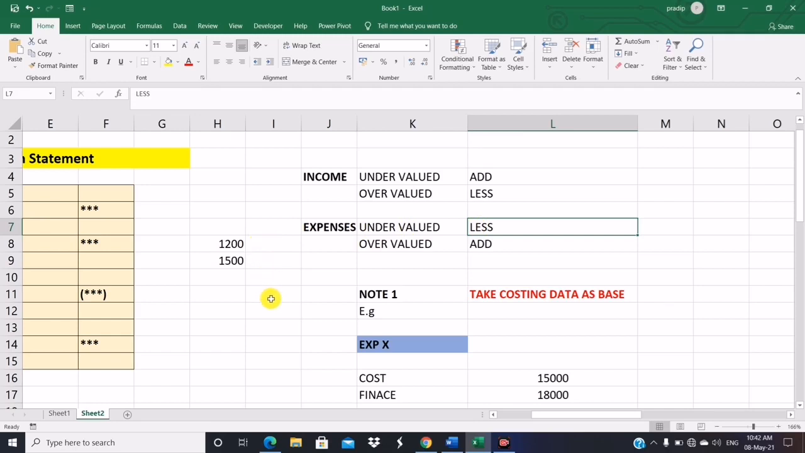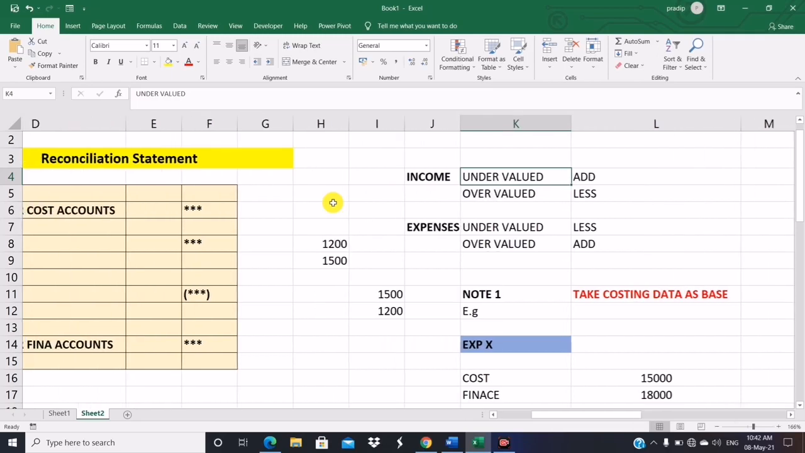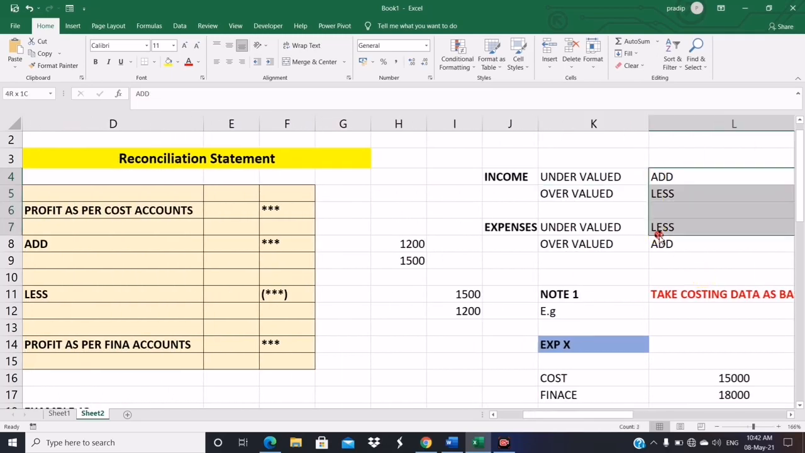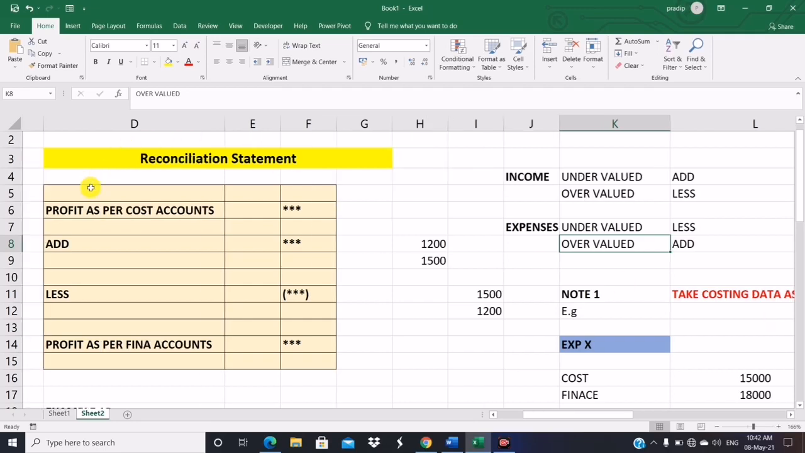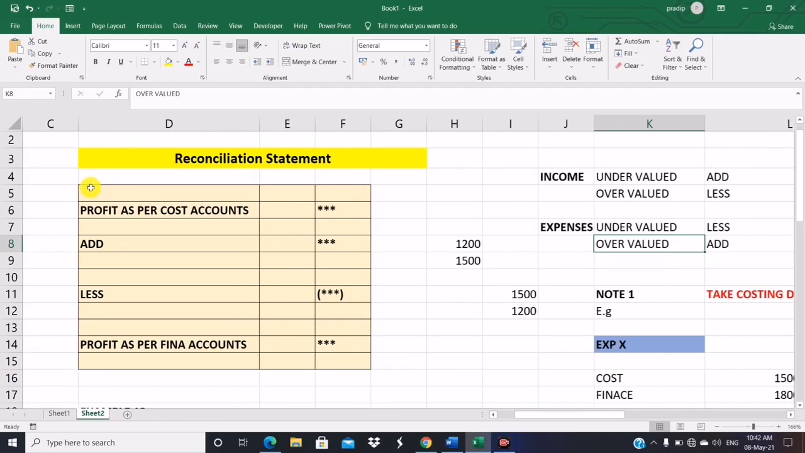But in case of reversal, for example, in costing expense is 1500, in financial accounting cost is 1200. So here in cost accounting what we have done is overvalued by rupees 300. In case expense is overvalued, we have to add this. Simply you have to do the same for income as well. So I hope you are getting what I want to say. You have to remember only these two formulas, and you have to take costing data as a base, and then you have to remember only that format also, so that you will be able to get the answer of the reconciliation statement.